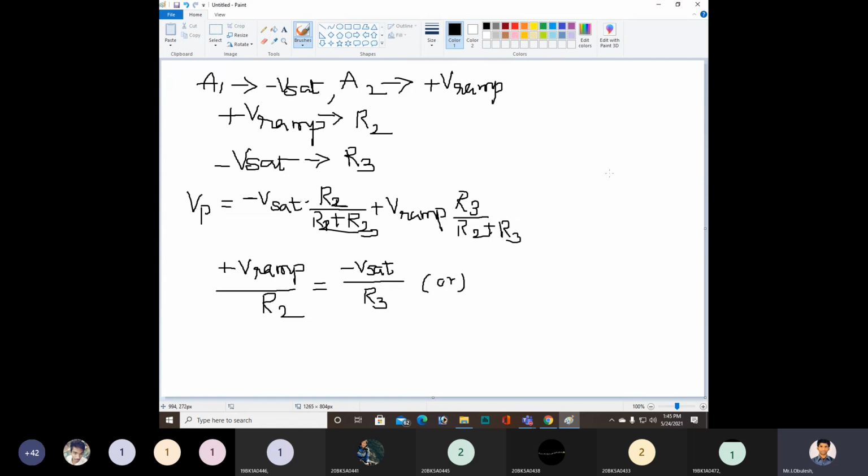R plus VRAM minus R2 by R1 minus saturation. So this is the expression.